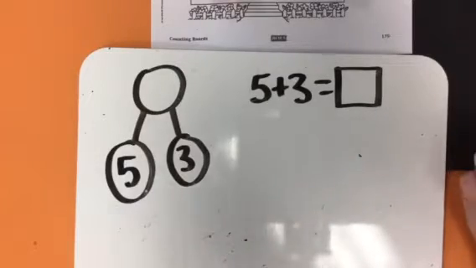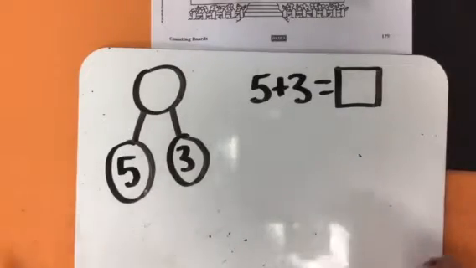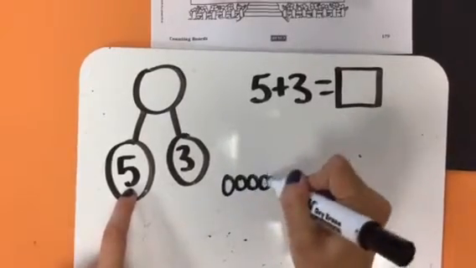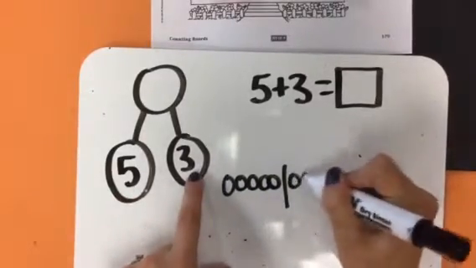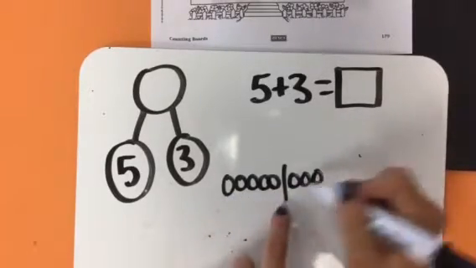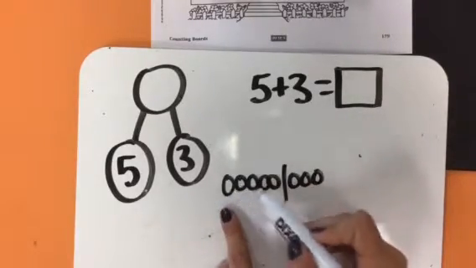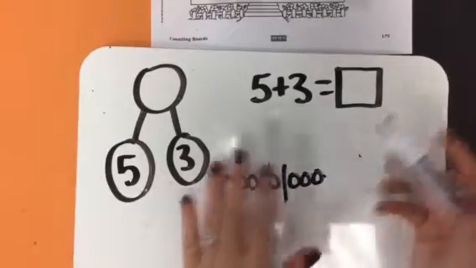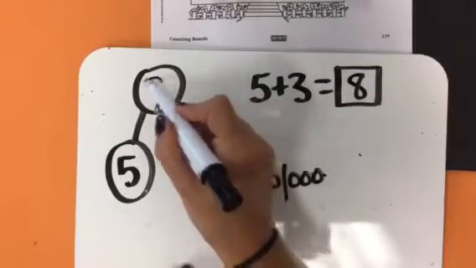Then they can choose how they want to solve the problem. So one of the first ways we use is a quick circle drawing. So 5 plus 3. This is called a break apart line to organize their thinking. And they can count on or they can count all. Counting all would be 1, 2, 3, 4, 5, 6, 7, 8. Counting on would be 5, 6, 7, 8. And so they would know their total is 8.